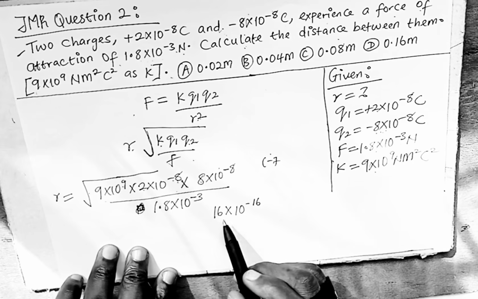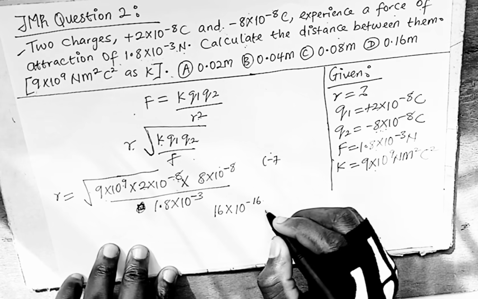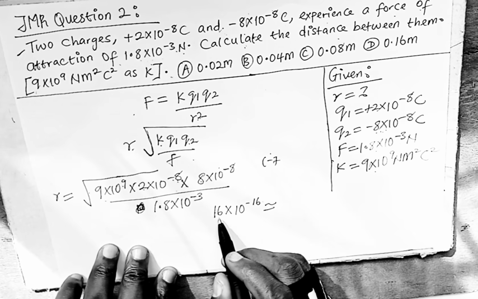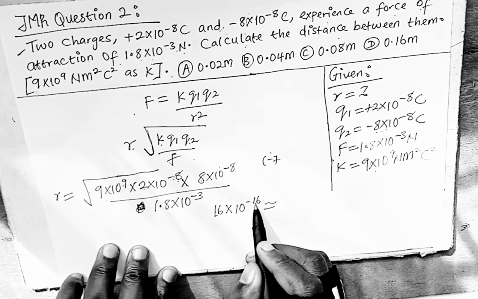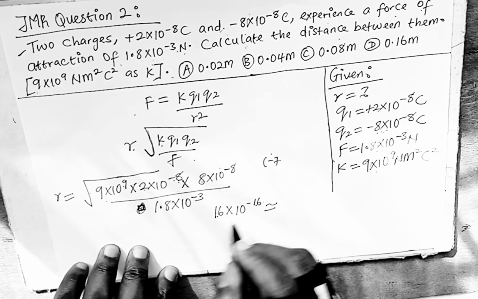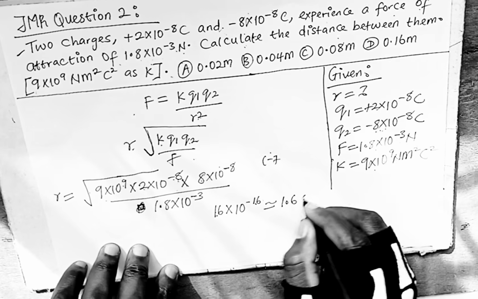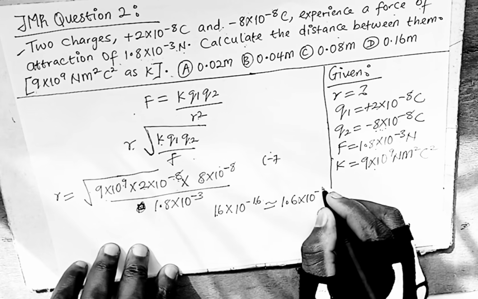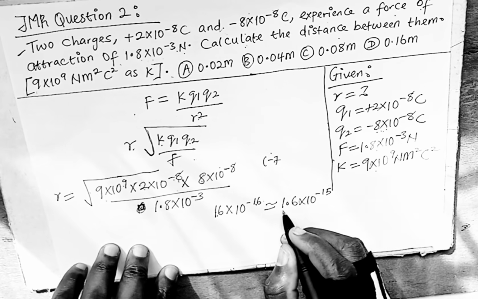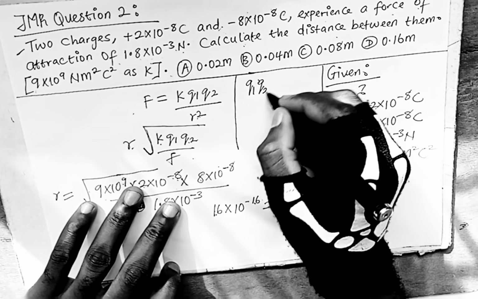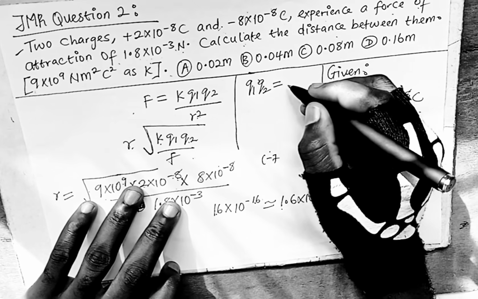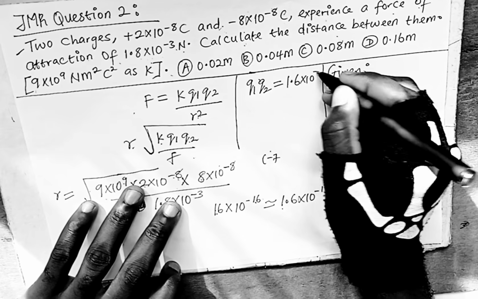And we need to turn this into two significant figures. If we convert this into standard form, we put the point here, and we subtract 1 from the power, so it becomes 1.6 times 10 raised to the power minus 15. So this will be our two point charges, Q1Q2 equal to 1.6 times 10 raised to the power minus 15.